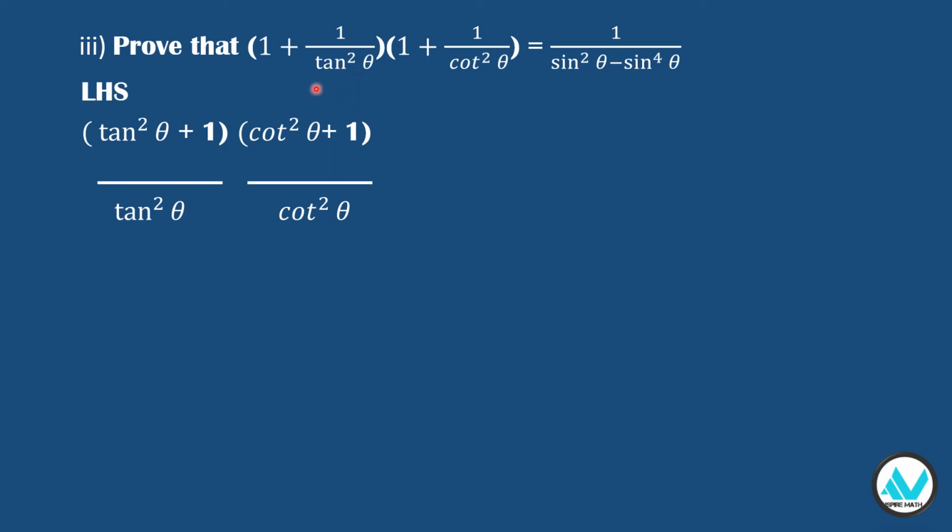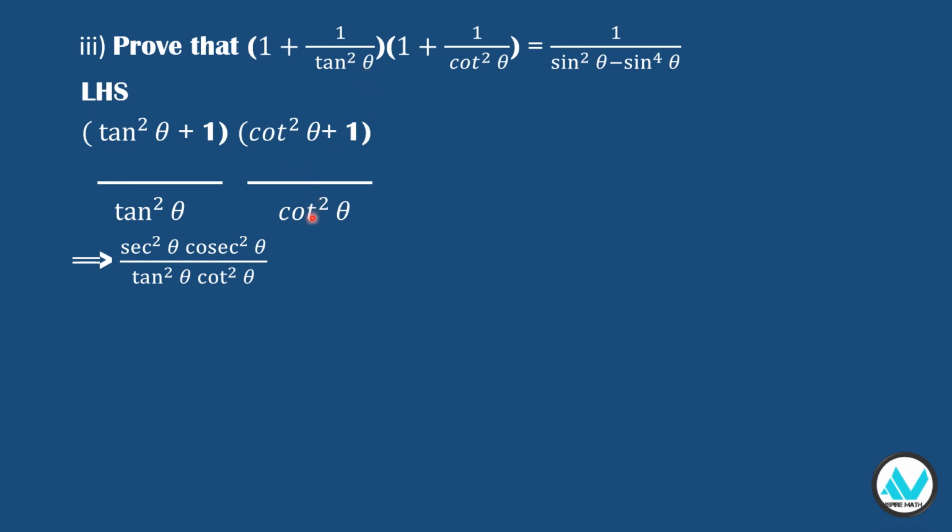Now for the first part, here let me take the LCM. The LCM here will be tan square theta. So let me multiply here into tan square theta and the numerator also by tan square theta. So I get tan square theta plus 1 by tan square theta. Now for the second part, again we have the LCM here as cot square theta. So multiply the denominator by cot square theta and the numerator by cot square theta, which gives me cot square theta plus 1 by cot square theta.